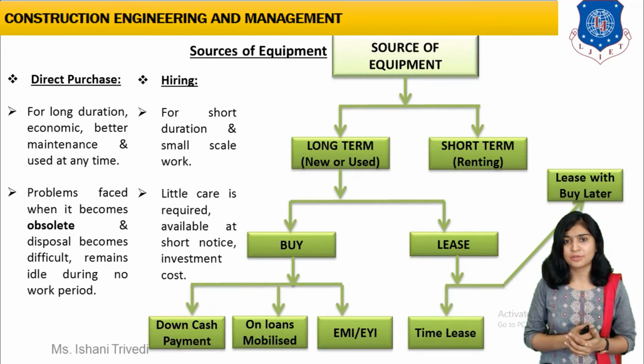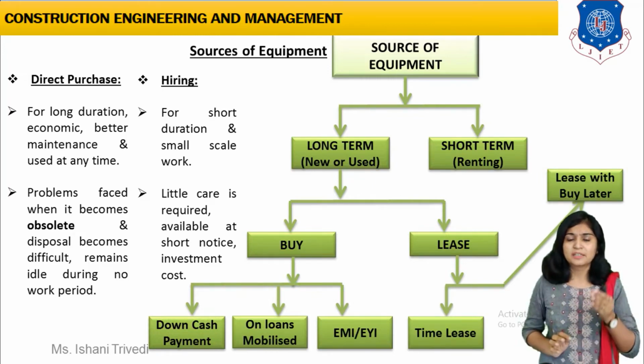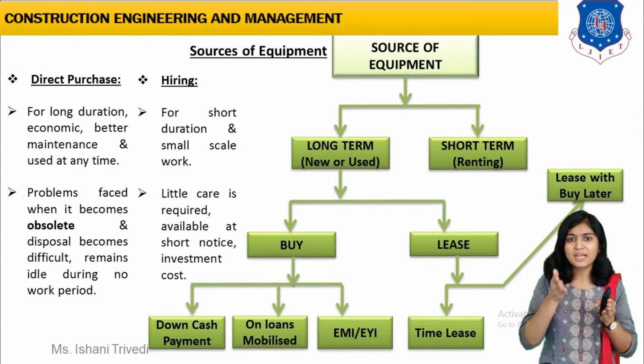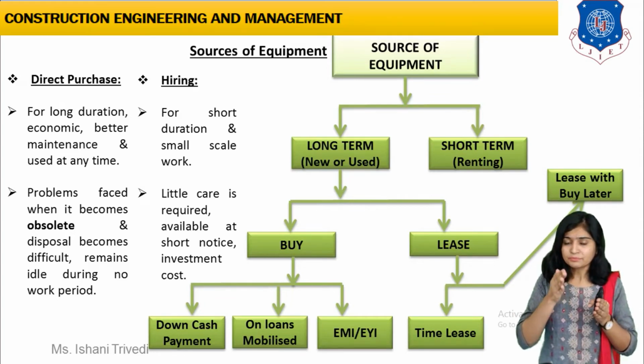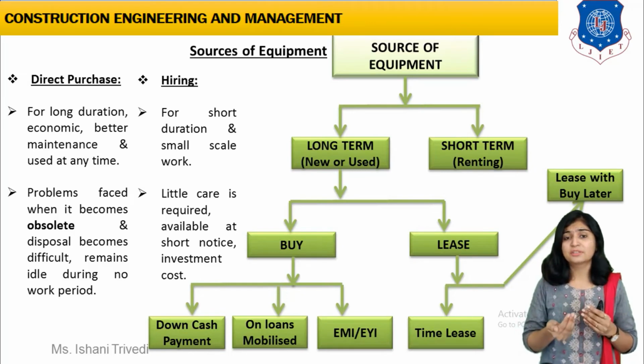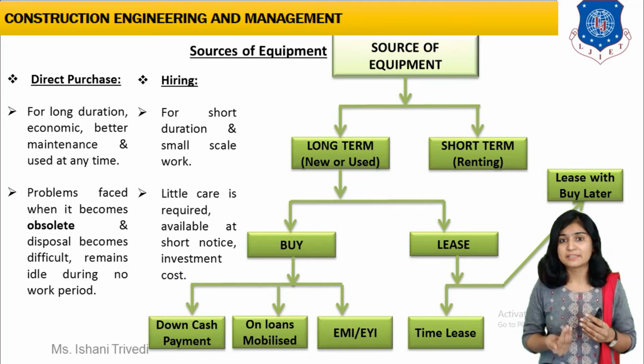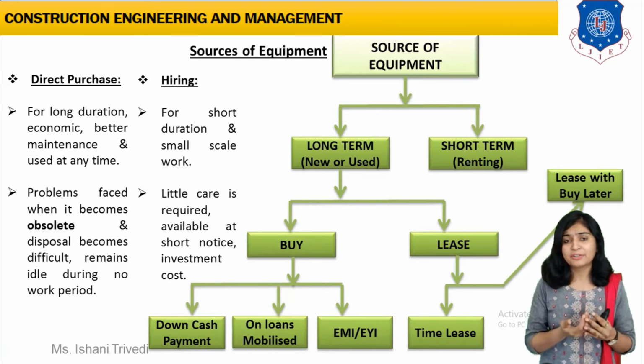First of all, we have two options: you can buy the equipment, you can hire the equipment. We also have a third option, which is lease. When you talk about properties, you take either property on rent or property on lease. So there are three options over here. Look at the flow chart which is flashing over here, which I have made for you. You are also supposed to write this in your exams.